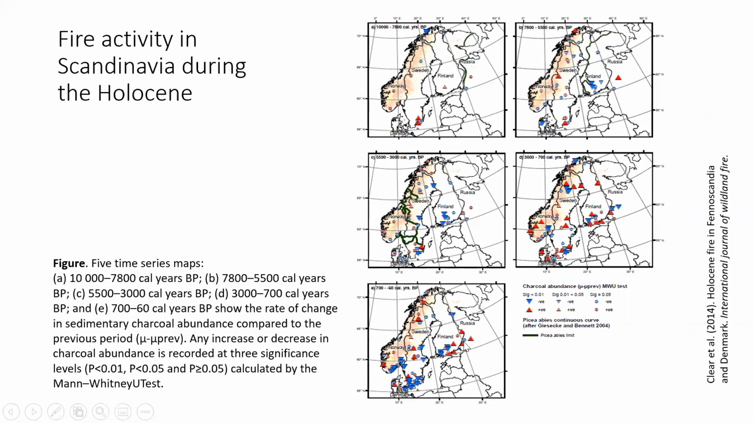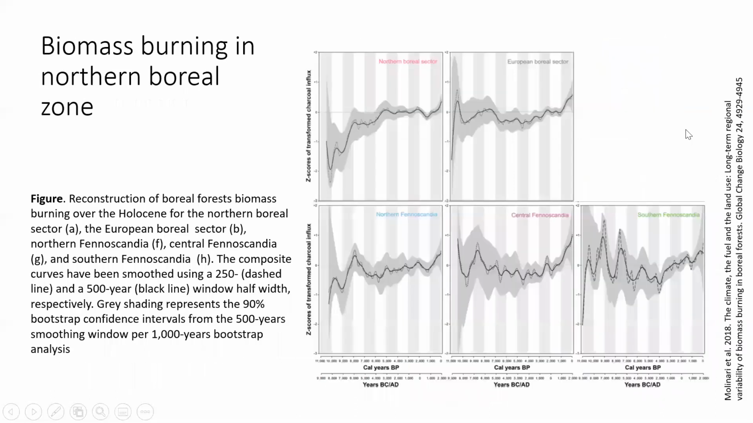Except in eastern Finland, you can see that these indicate more fires, and that goes well with the fact that in eastern Finland the slash and burn cultivation lasted longer than in southwestern Finland. So this is one way of using charcoal records.